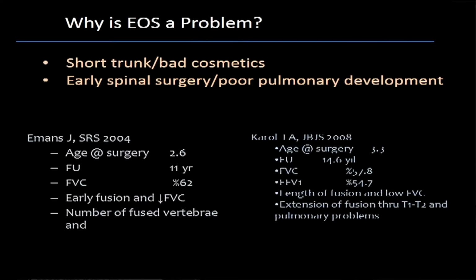Two things: short trunk and bad cosmetics, and early surgery against poor pulmonary function. These two landmark studies with long-term follow-up of early fusion surgery show uniform decreased pulmonary function and decreased thoracic height.